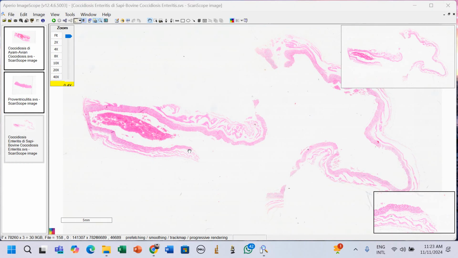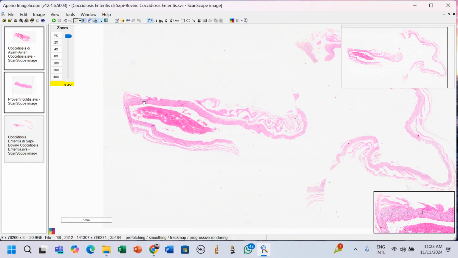Alright, this is the second slide. This is coccidiosis in cattle. The findings are similar to coccidiosis in chicken. However, the shape of the coccidia stadia of growth is a bit different. Okay, so here, this is the large intestine.